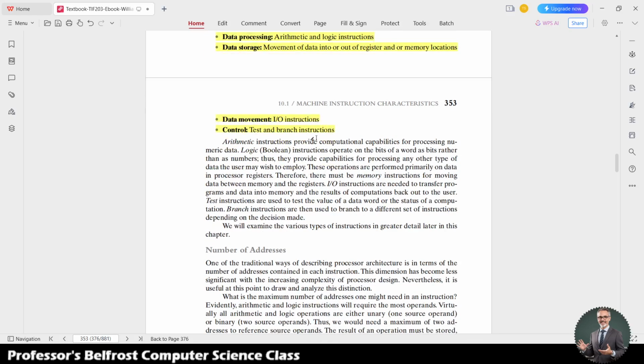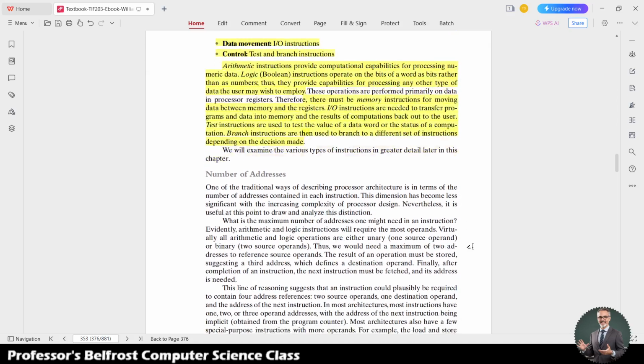Arithmetic instructions provide computational capabilities for processing numerical data. Logic or Boolean instructions operate on the bits of a word as bits rather than as numbers. Thus, they provide capabilities for processing any other type of data the user may wish to employ. There must be memory instructions for moving data between memory and the registers. I/O instructions are needed to transfer program data into memory and results of computations back out to the users. Then test instructions are used to test the value of data or the status of computation. Branch instructions are then used to branch to a different set of instructions depending on the decision made.